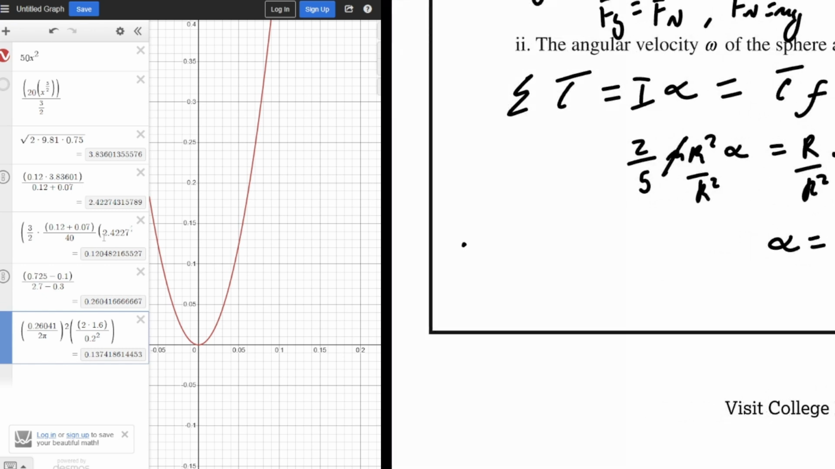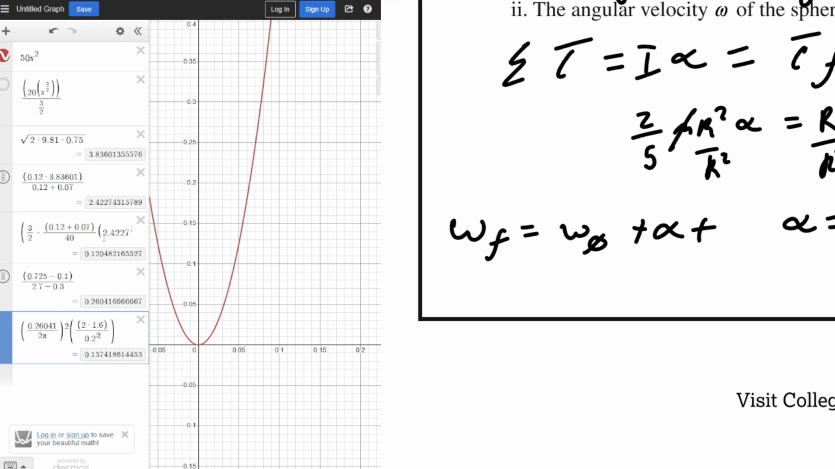We're going to use angular kinematics. We're going to say w final equals w initial plus angular acceleration times t. And our w initial is 0, right? Because it's not sliding.